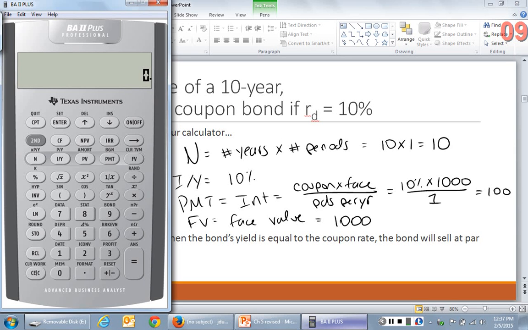The first step is to clear our time value of money, so second, and clear TVM. N is the number of periods, so that's 10. The interest rate is also 10. Payment is 100. And future value is 1,000. And we want to compute the present value. And it says that we're willing to pay $1,000 to receive a bond that's going to return to us $100 per year and $1,000 upon maturity if the required return is 10%.